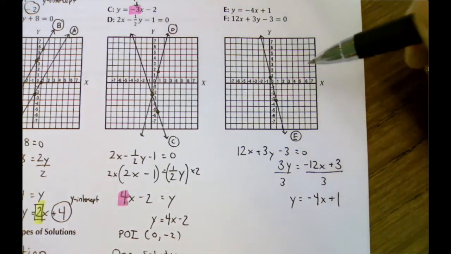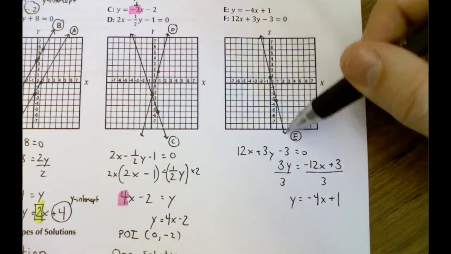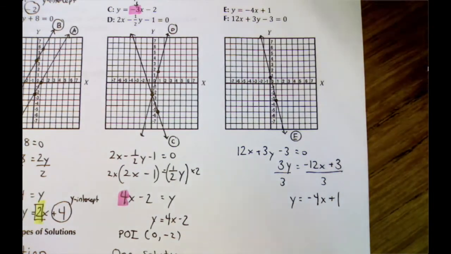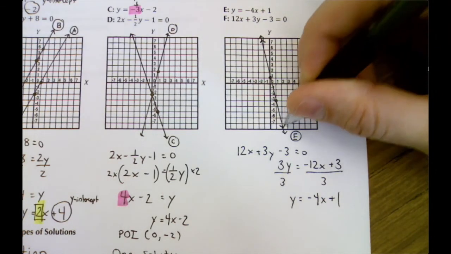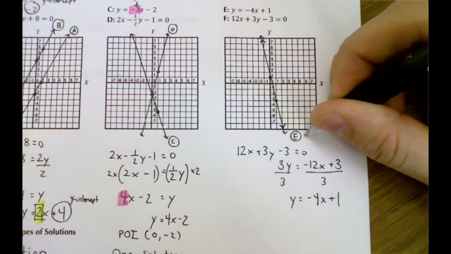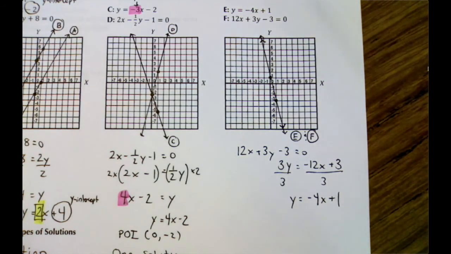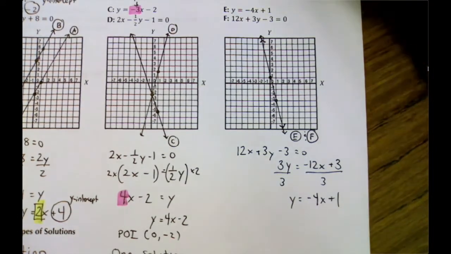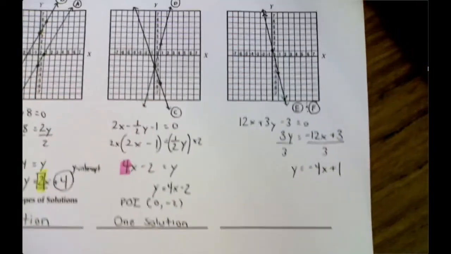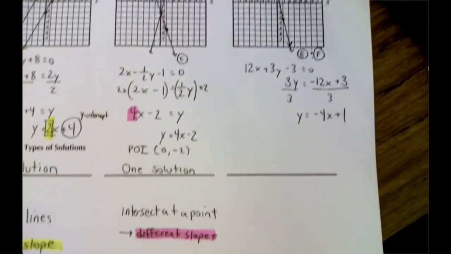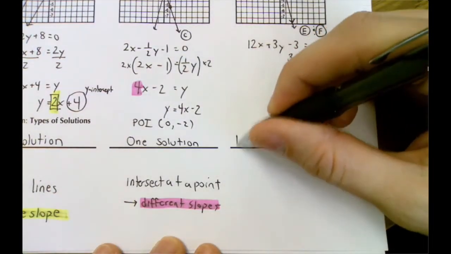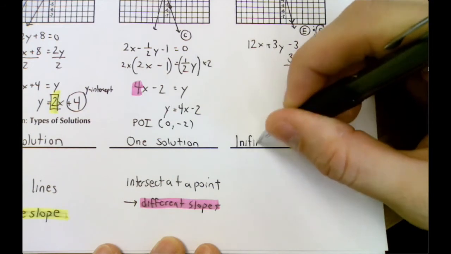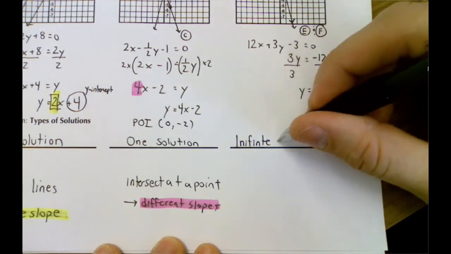So if I go to graph this line, I'm just going to end up graphing it right over top of the other line. So to show that, you just put a second set of arrows on the ends of both lines, and then we can say that that's E and F. So what's this called? Well, when you have two lines that are the same equation, they cross at every single point. So that's called an infinite number of solutions.